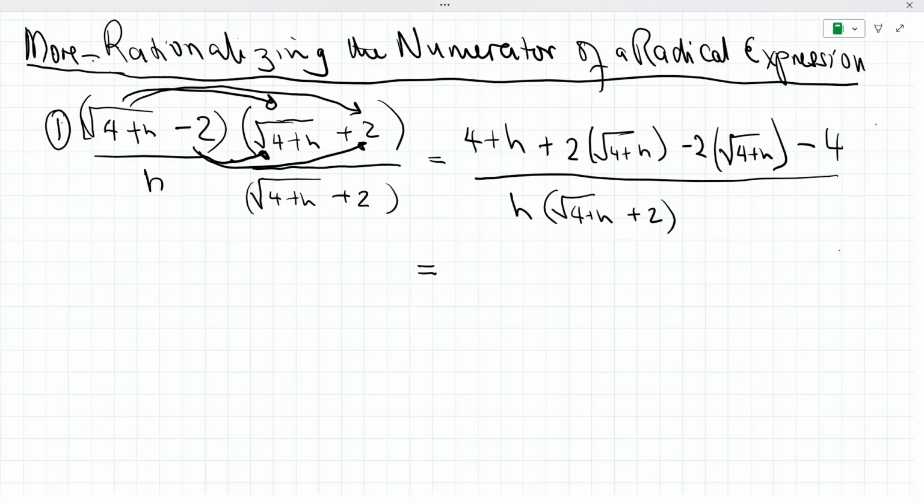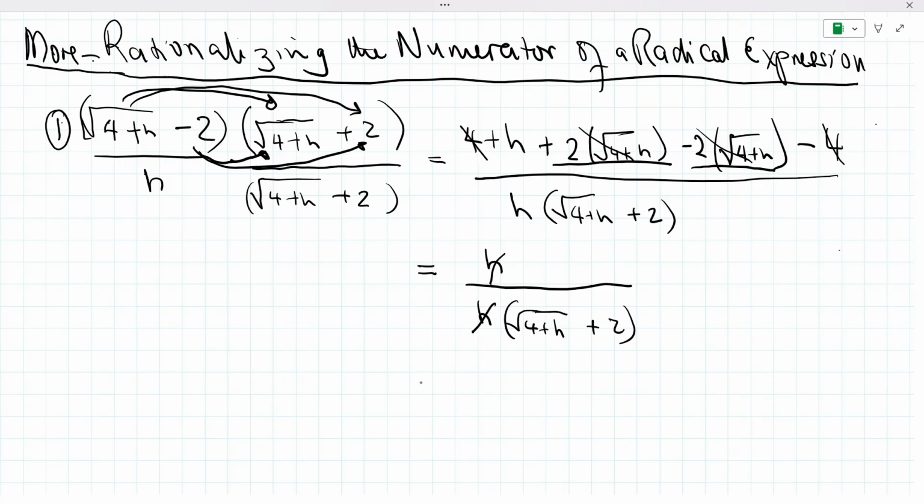Now, we will simplify the top. Now, the top 4 will cancel out with negative 4, and plus 2 root 4 plus h will cancel out with negative 2 by root 4 plus h. So we'll remain with only h at the top. And then at the bottom, we'll have our h and root 4 plus h plus 2. And then h will cancel out with that h.